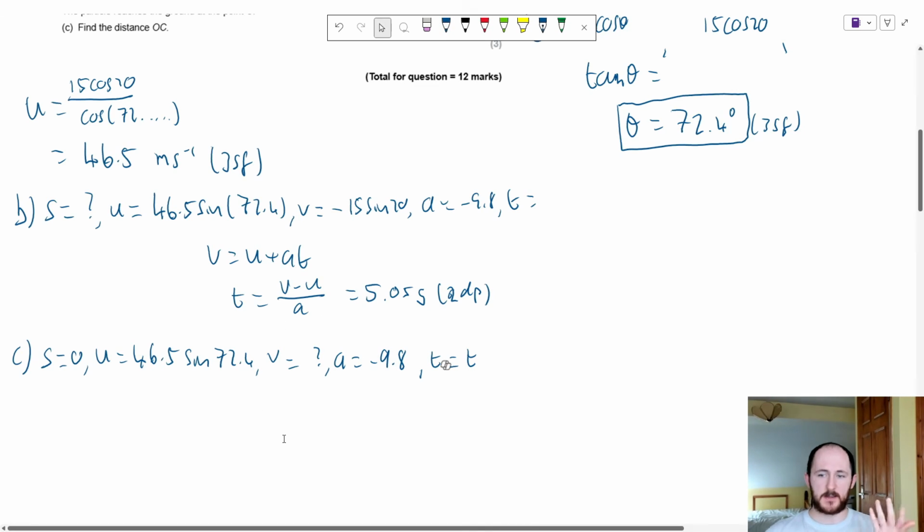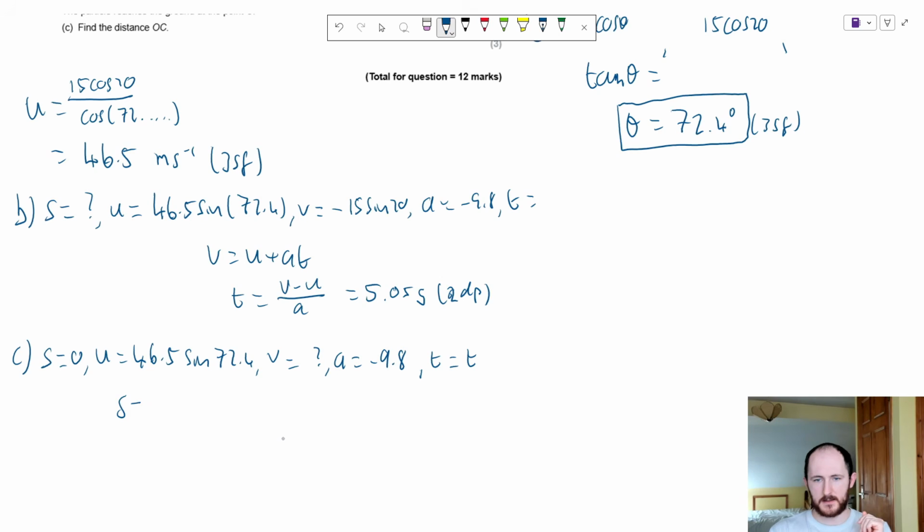So s = ut + ½at², classic. And thank God it already equals 0, because this is going to give us a quadratic that we have to solve. And the good news is, because it already equals 0, I don't have to do any work rearranging. And the less work I have to do, the better.